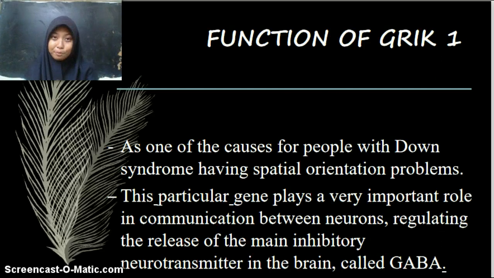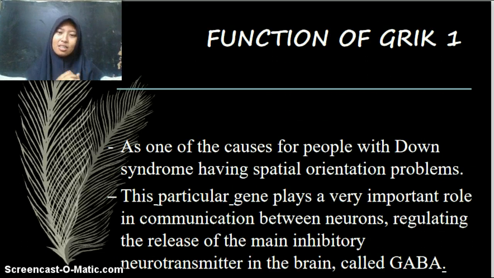Professor Joan Lerma's group from the UMH-CSIC Institute of Neuroscience in Alicante, Spain, has identified the gene called GRIK1. Fundamental is the balance between excitation and inhibition in the brain as one of the causes for people with Down syndrome having spatial orientation problems.